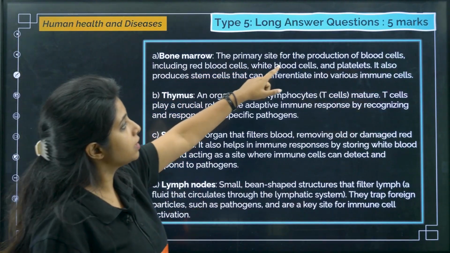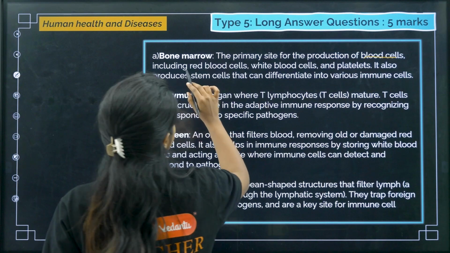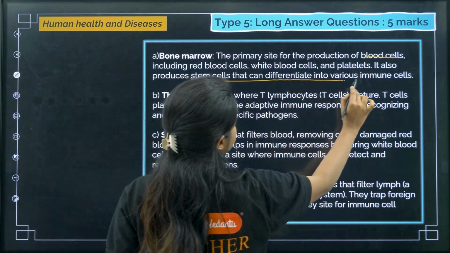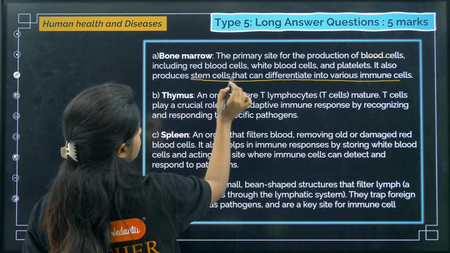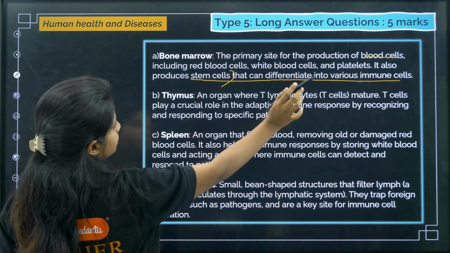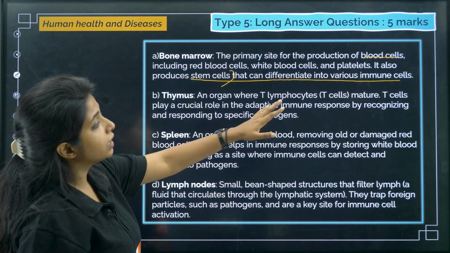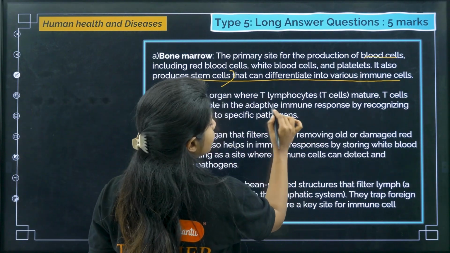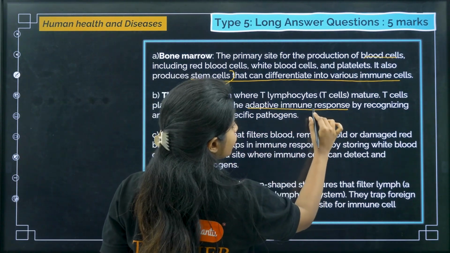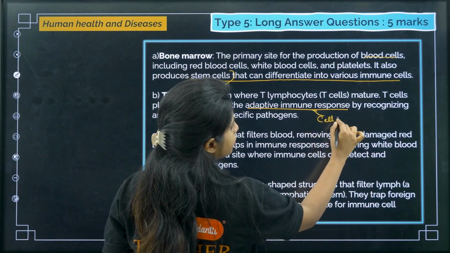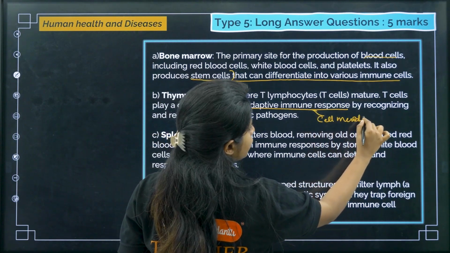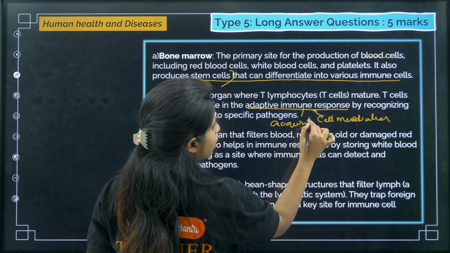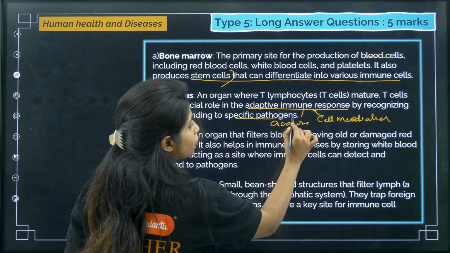Bone marrow is the primary site for production of blood cells, including red blood cells, white blood cells and platelets. It also produces stem cells that can differentiate into various immune cells. You just have to write until here. Now, next, thymus: an organ where T lymphocytes mature. T cells play a crucial role in the adaptive immune response, that is cell mediated or acquired immunity, which you acquire throughout your lifetime by recognizing and responding to specific pathogens.